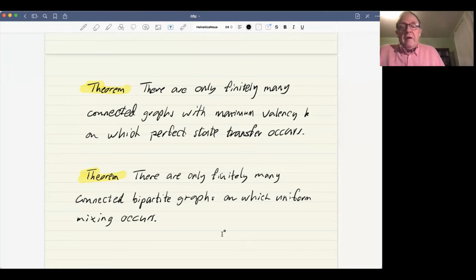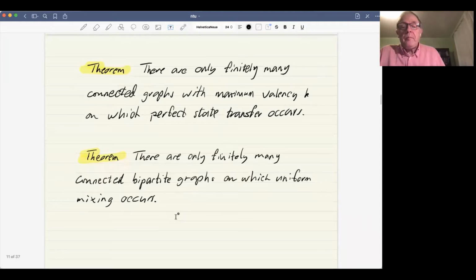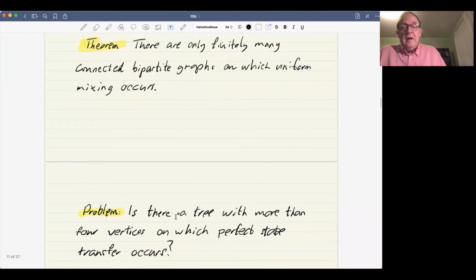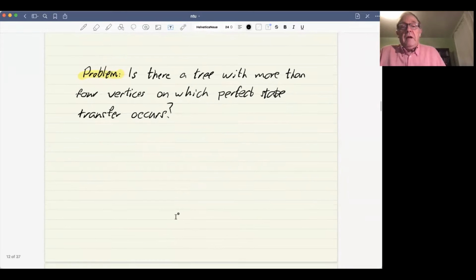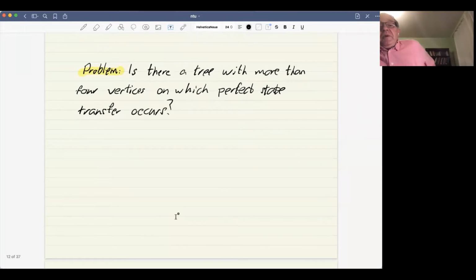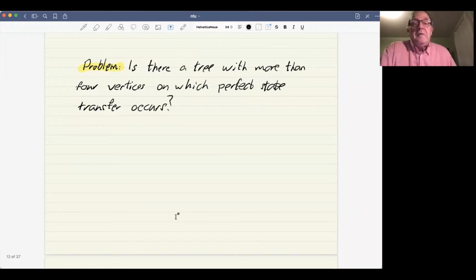And I also proved that there are only finitely many connected bipartite graphs on which uniform mixing occurs. We know less about uniform mixing than we do about state transfer, so that's why I've got to put in the word bipartite there. And there's a related question here. A problem which has been annoying us for years and years: is there a tree with more than 4 vertices on which perfect state transfer occurs? We suspect not, but it's wide open. We've solved a lot of problems over the years, but this one's just sat there like a toad on a rock.